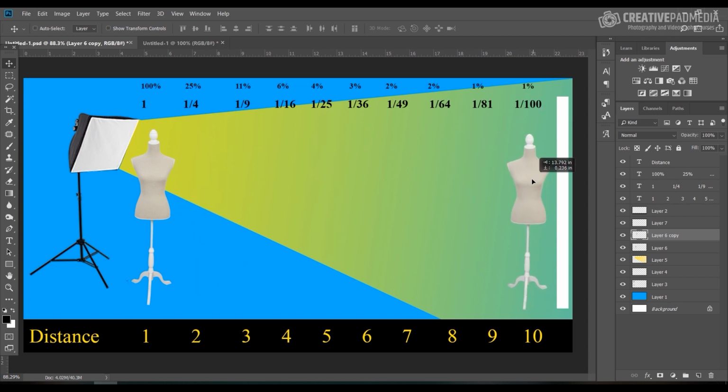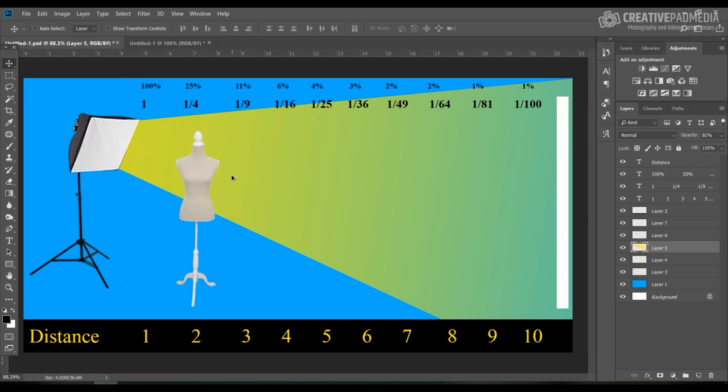But if you were to move them right here, just give me a second, please.